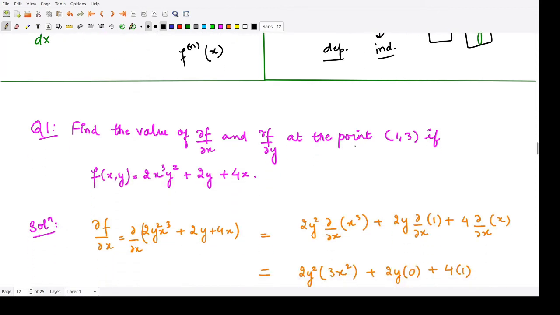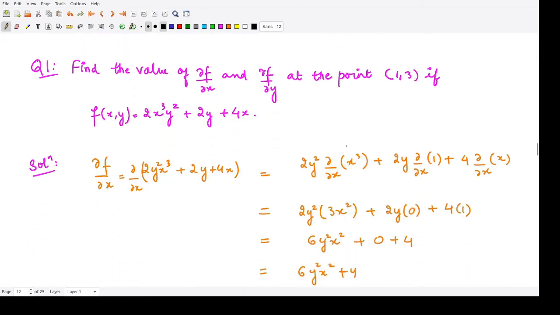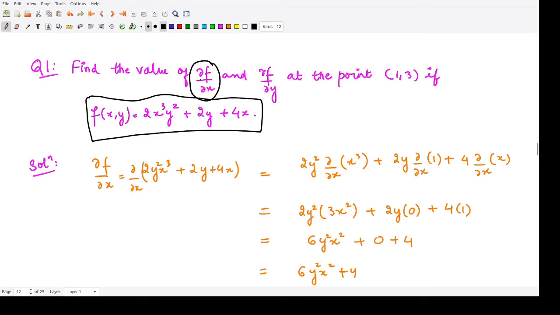So to have a clear concept, let me discuss one example. This is the function that is given to you, f of x,y equals 2x cube y square plus 2y plus 4x. Now in the question they are asking what is the value of del f by del x. That means we have to calculate the partial derivative of f with respect to x. Firstly, we will keep y as constant.